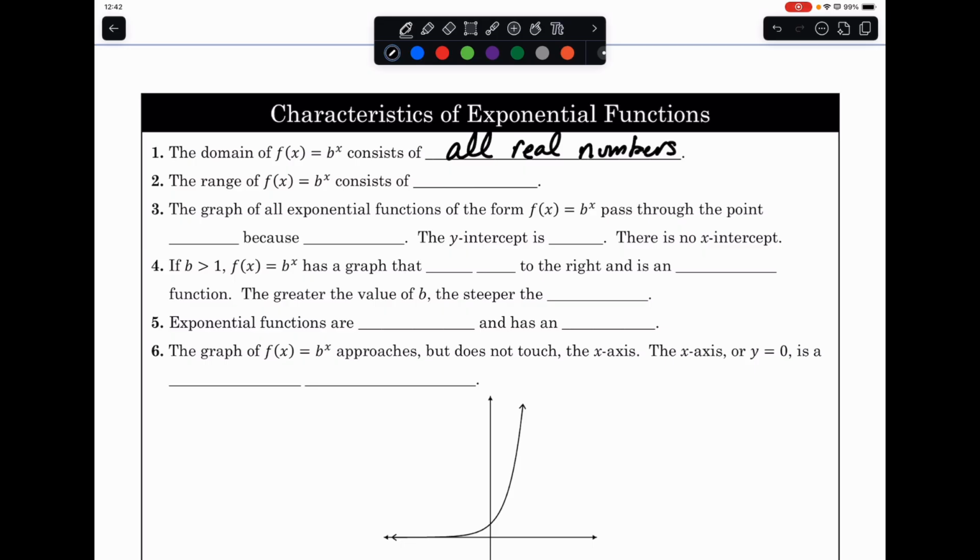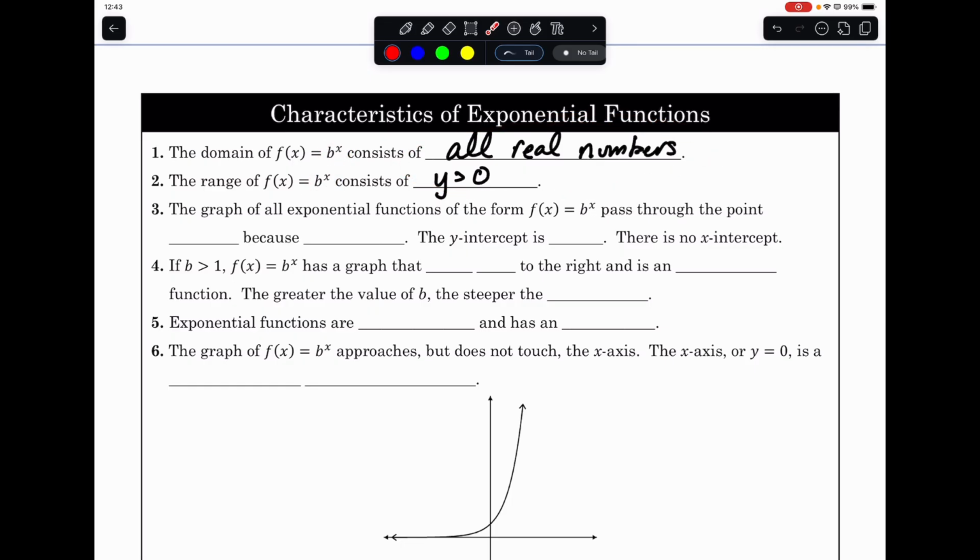And the range will be the values of y that are going to be greater than 0, strictly greater than 0, not equal to 0. And again, that's irrelevant on what the base is. So whether the base is a half or 5, 7, 1 over 7, these two things are always going to be true for this format there.